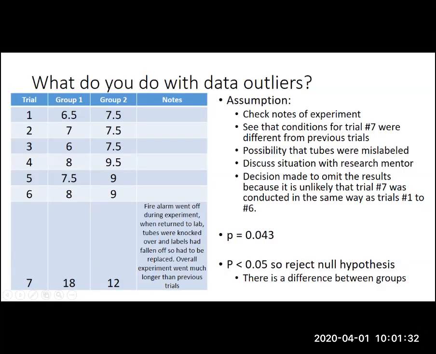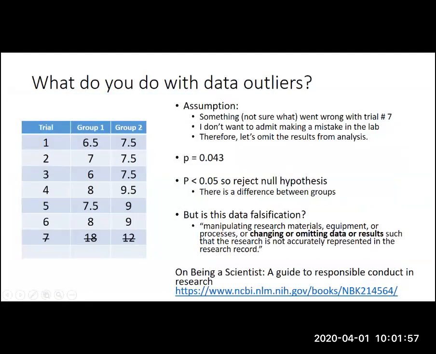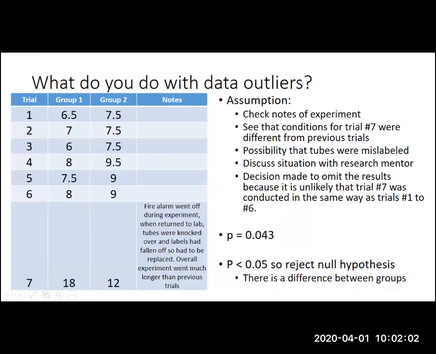But in this case, we're going to assume that there are good reasons for omitting the results from trial number 7. We can justify it based on the situations being different. Then when you run the statistics on trials 1 through 6, we get a p of .043, p less than 0.05, reject the null hypothesis, there's a difference between the groups. And so in this case, we don't have the data falsification that we had in the previous example, where we just struck it because we didn't like it. In this case, we omitted it with a reason that is justified and can be explained to others. Then we can go through and take a look at the data.